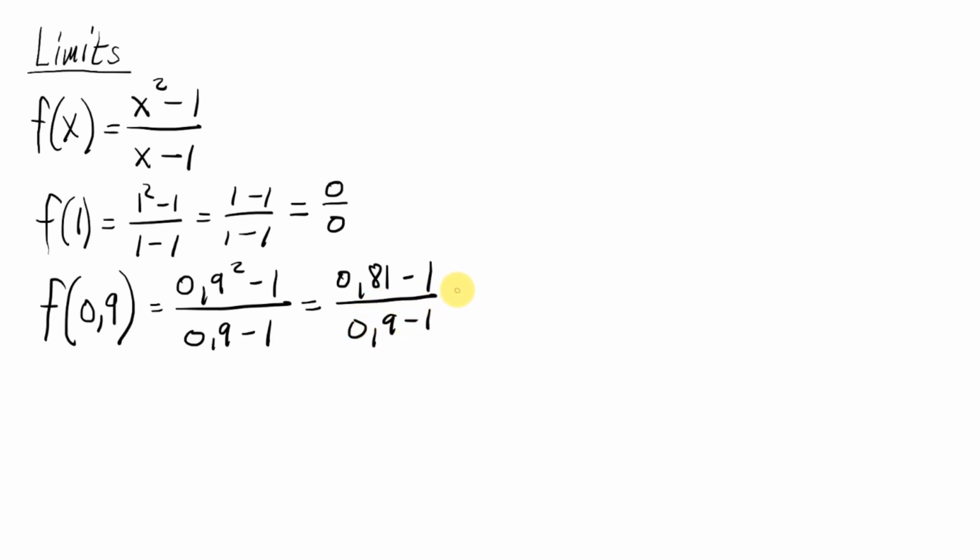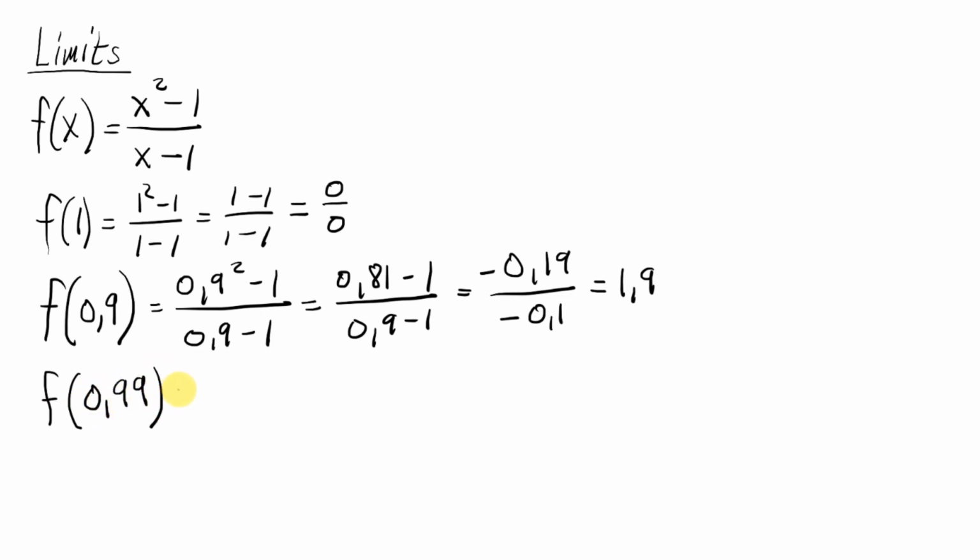I will get this. So I get the value is 1.9. And if I put in values closer and closer to 1, calculating in the same way, I will see that if I put in 0.999, I will get 1.999. So we can see that this will approach 2 when I get closer and closer to 1.